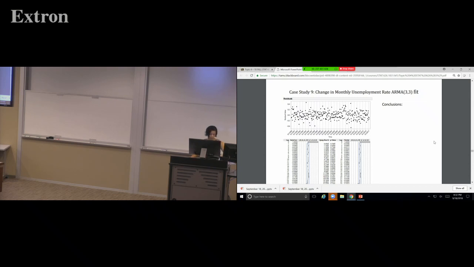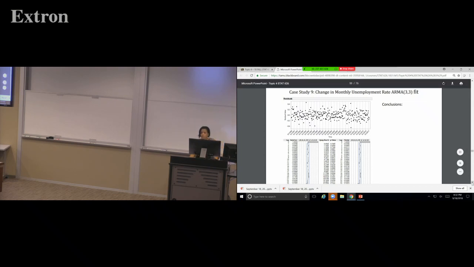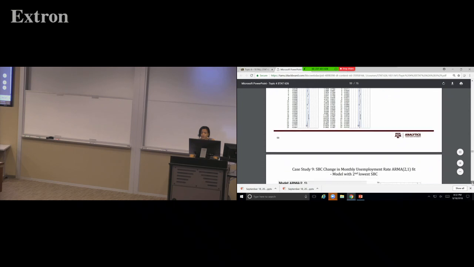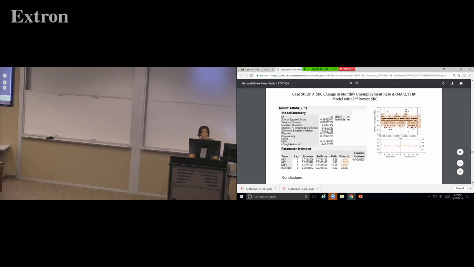So we've now looked at 3 models. We're moving on to the second rank for the SBC, the Schwarz-Bayesian criterion. This was the second model that it suggested, which was an ARMA 2-1. Looking at the parameter estimates, they are significant, the phi 1 and 2 and the theta 1. So that's giving us an idea that this is parsimonious, that we're able to get parameter estimates that are significant.